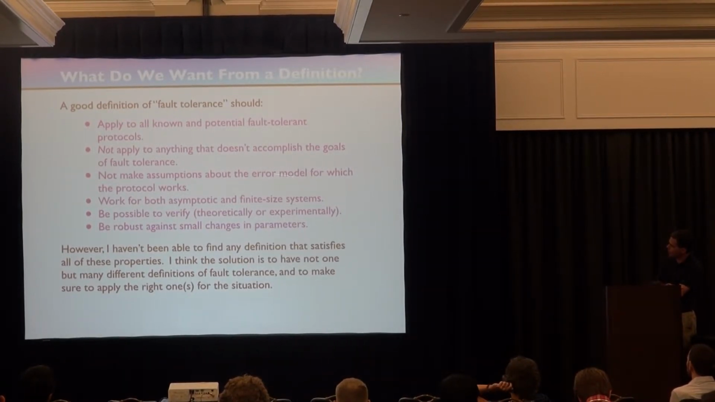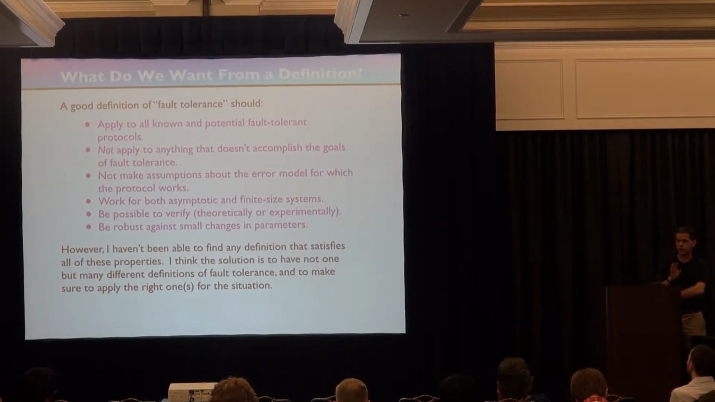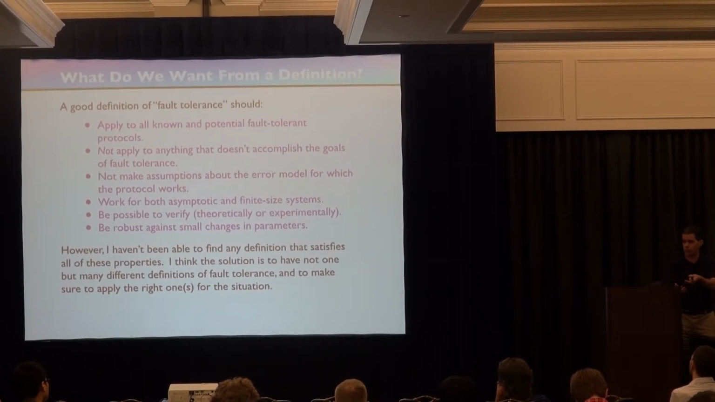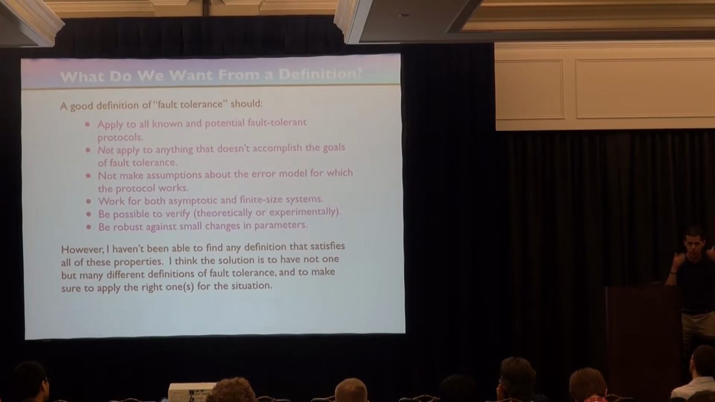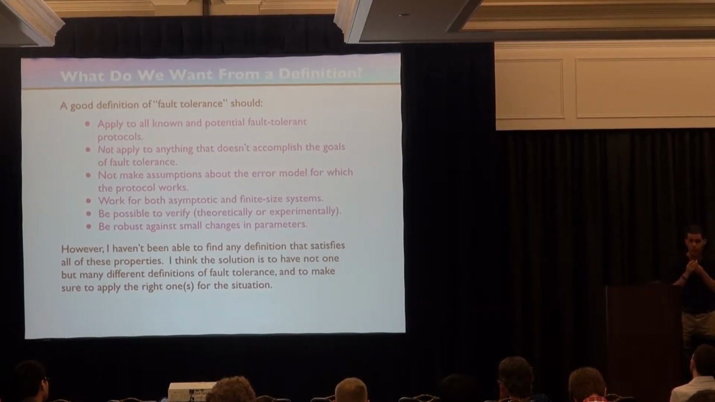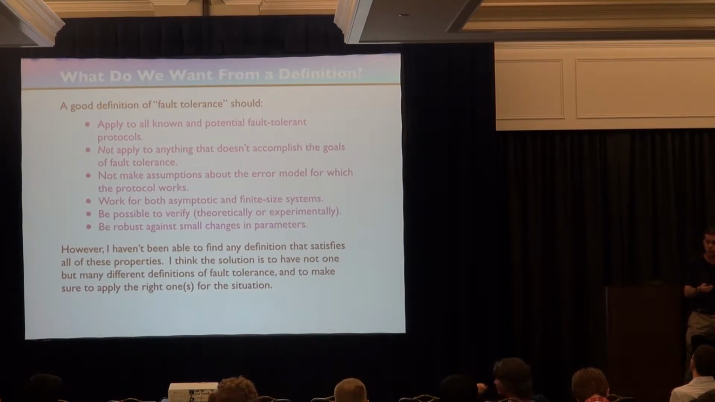So for a lot of the applications that I said, you don't want to make any kind of assumptions about the error models. I mean, the specific application of a fault-tolerant protocol might assume a lot about the error model. It might be a very specific error model. But the definition shouldn't make those assumptions, right? Because if the definition only applies to certain error models, then it's not going to be useful in cases where you're dealing with some other error model.